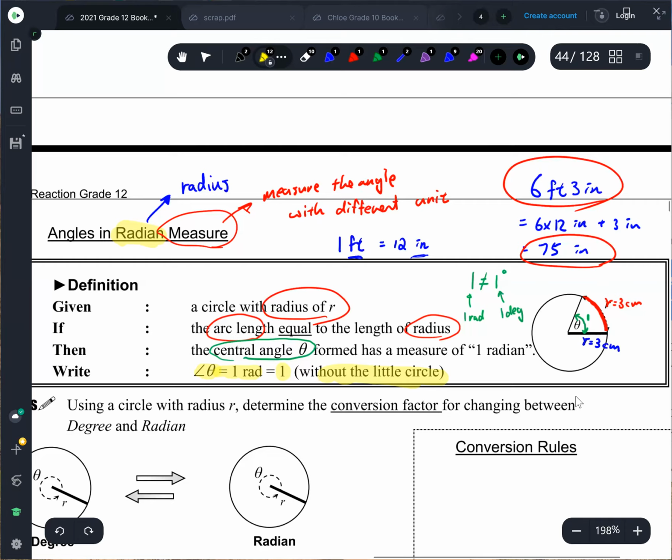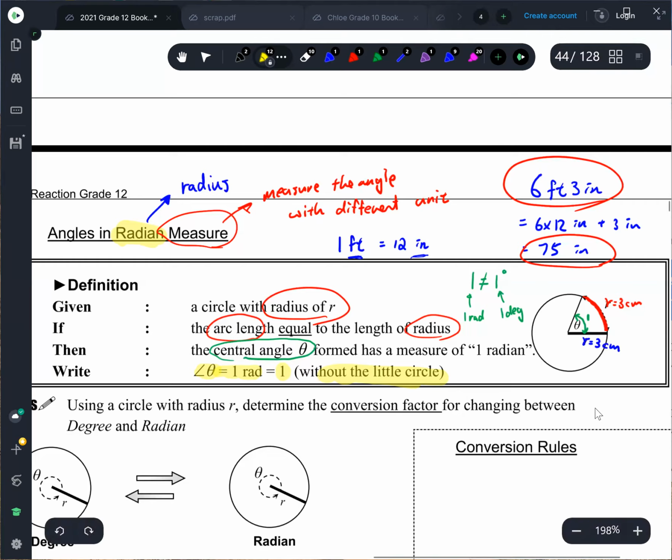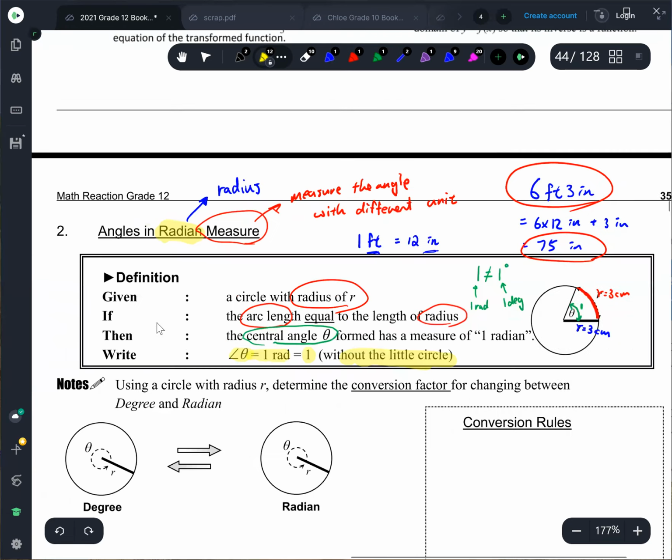So this is how you find 1 radian, okay? If you want to find 1 degree, you need to cut it into 360 parts, right? A full circle is 360 degrees. For 1 radian, it just makes the arc length the same as the radius, then the amount of opening, that's called 1 radian. Right, so please raise your hand when you finish writing these down, not too much, okay?